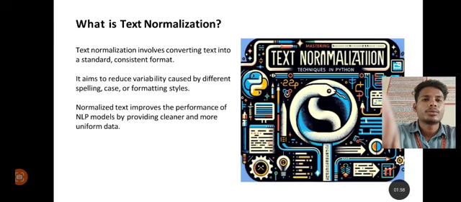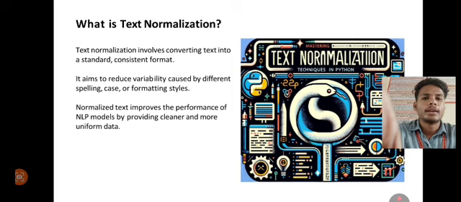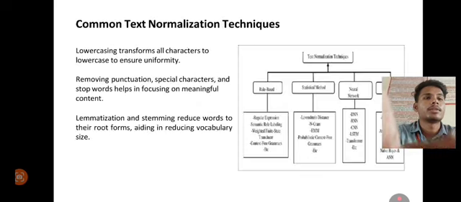The next slide goes to what is normalization. Text normalization involves converting text into a standard, consistent format. It aims to reduce variability caused by different spelling, case, or formatting styles. Normalized text improves the performance of NLP models by providing cleaner and more uniform data.